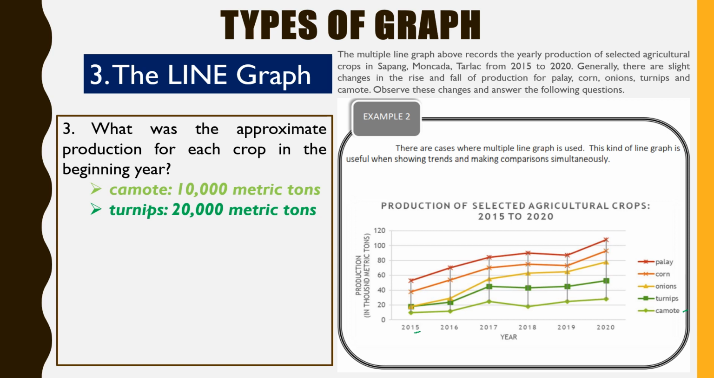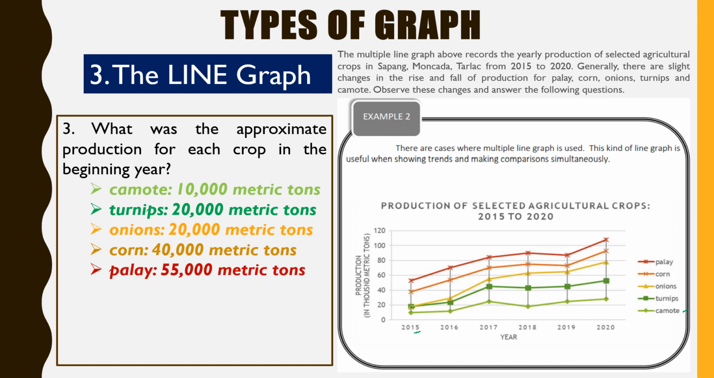Turnips is in this line, so it is exactly 20,000 metric tons. For onions, it is the same, it is in this line, so it is also 20,000 metric tons. For corn, it is aligned in 40, so it is 40,000 metric tons. And for palay, it is between 40 and 60, but it is higher than the half, so we can approximate it as 55,000 metric tons.